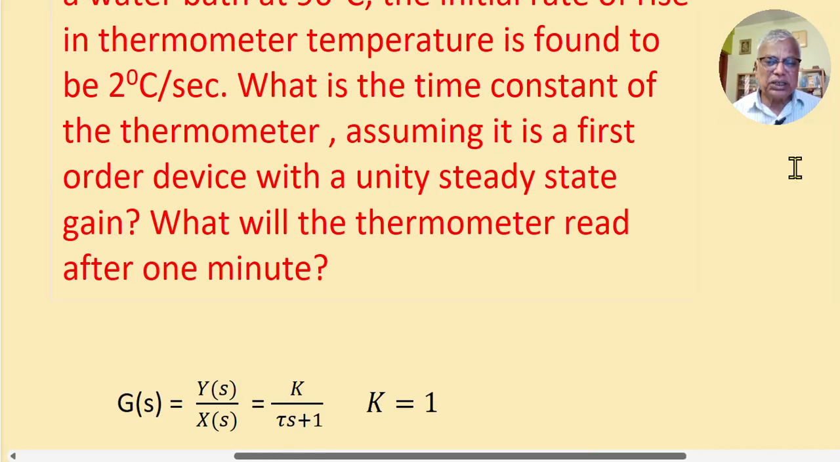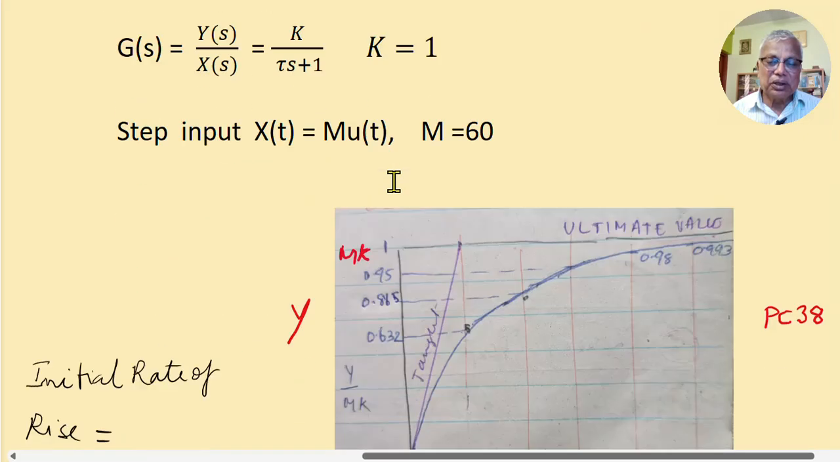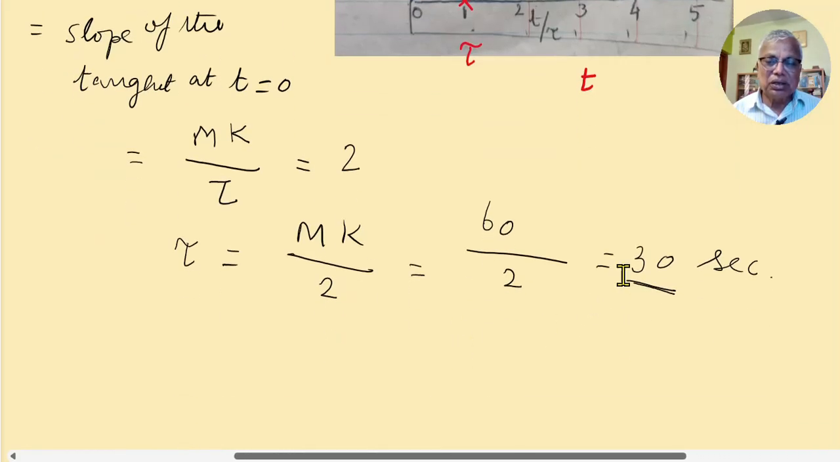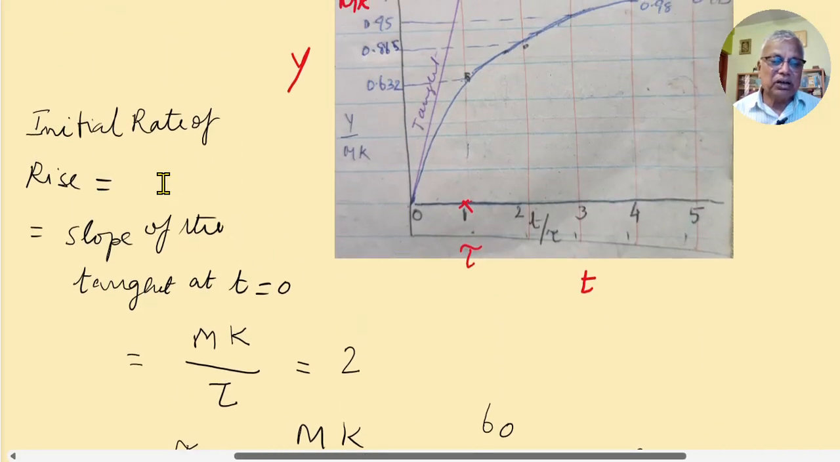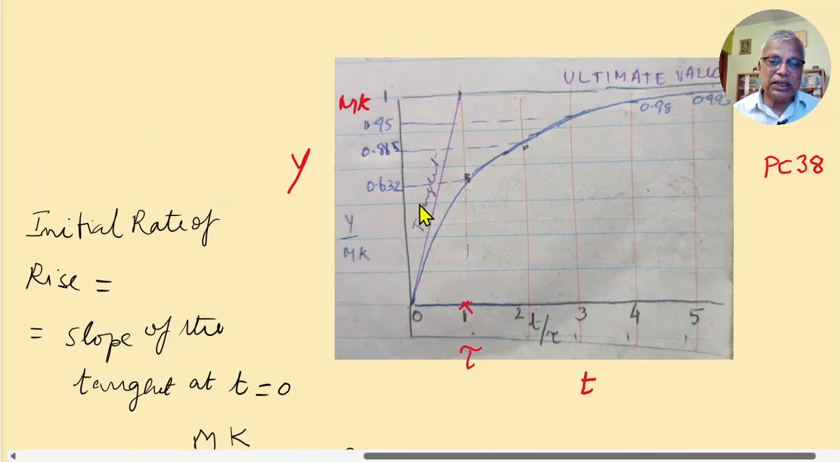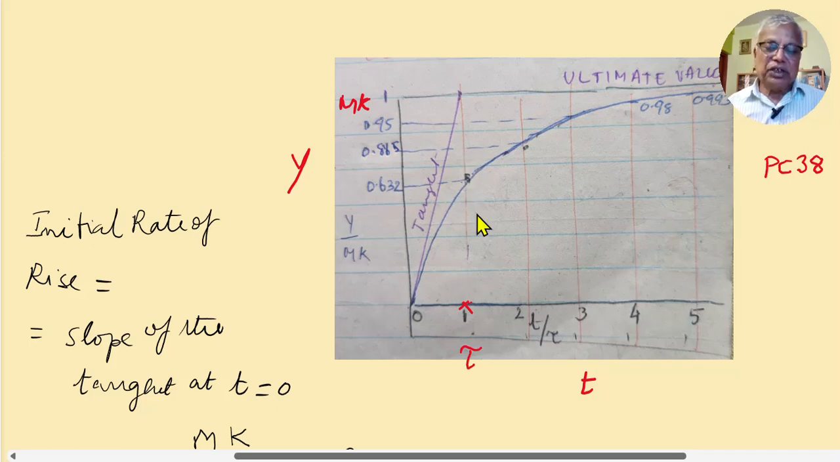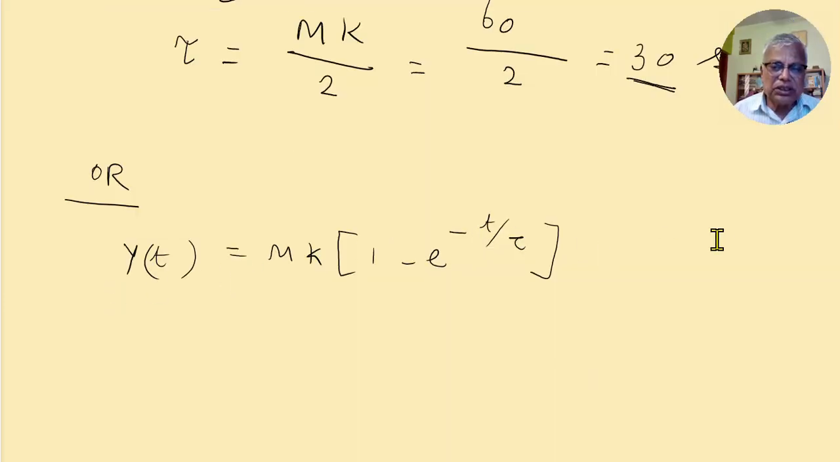The first part is: what is the time constant of the thermometer? That is equal to 30 seconds. Here I got the initial rate of rise from the slope of the tangent from the figure. Alternatively, if you don't remember the figure, you can also get it from the equation. What is the step response equation? The step response equation is this, right?